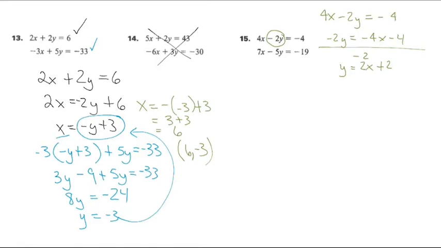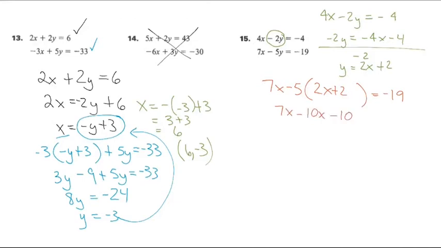I am now going to write the second equation. Except for where there's a y, I am going to put parentheses. So 7x minus 5y, and y is 2x plus 2, equals negative 19. I'm going to distribute: 7x minus 10x minus 10 equals negative 19.